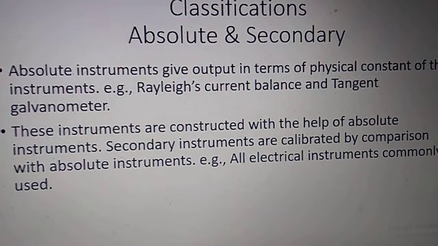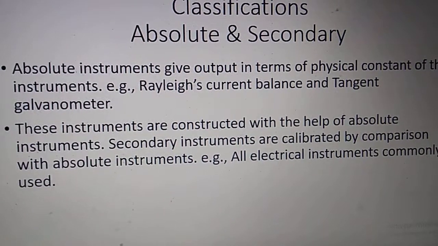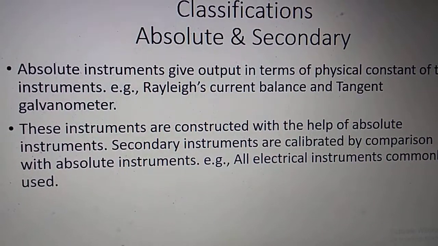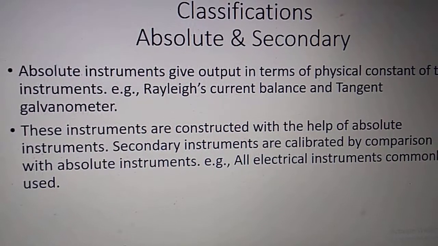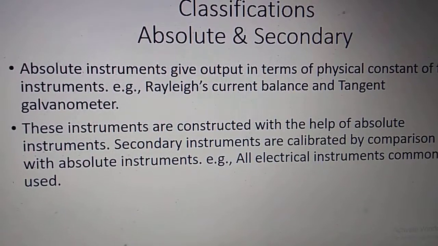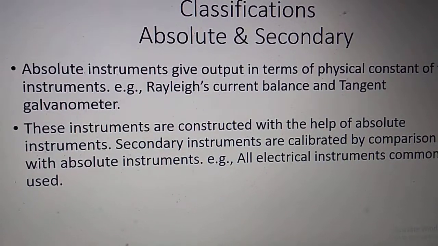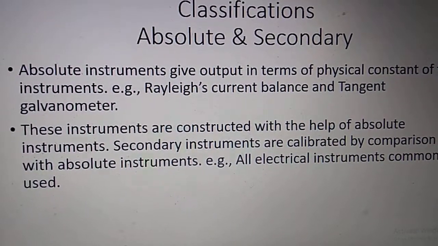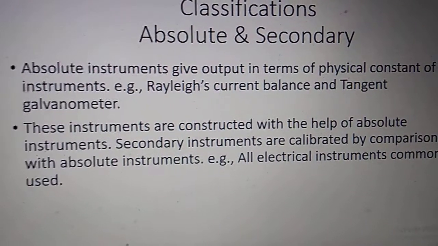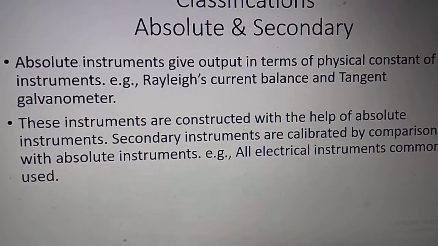For example, if a certain deflection occurs, a deflection means there is an angle change. Based on that angle, and every absolute instrument has a particular meter constant, based on that meter constant and the angle deflection, they give the result. The examples of these types of instruments are Rayleigh's current balance and tangent galvanometer.